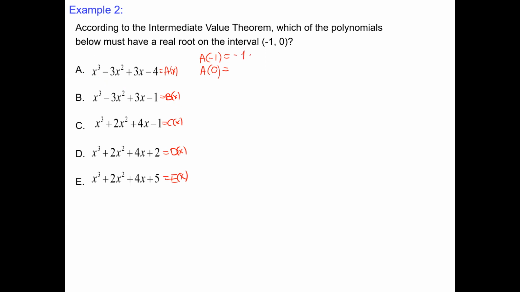-1 cubed is -1, then -3, -3, -4. I don't even have to do the arithmetic. This is definitely a negative number. And when we substitute 0, it's also negative. That means the intermediate value theorem is not giving us the guarantee. That's not a good option because this is -1, this is 0, and both of the values are negative.